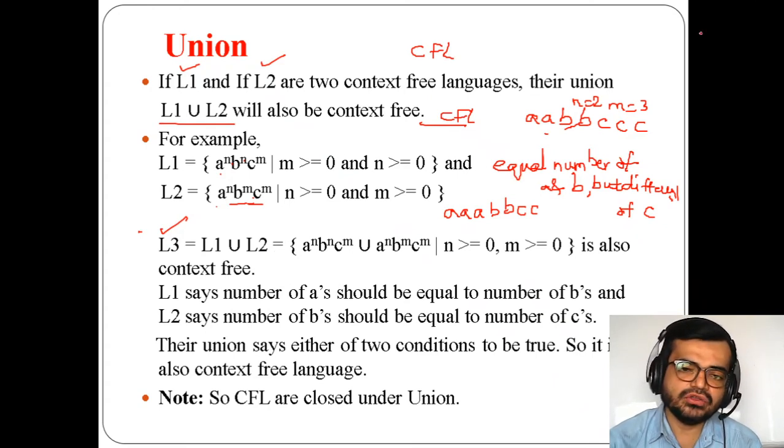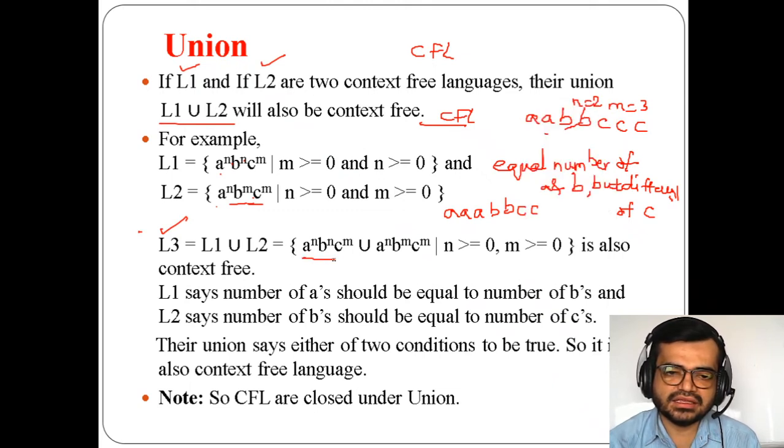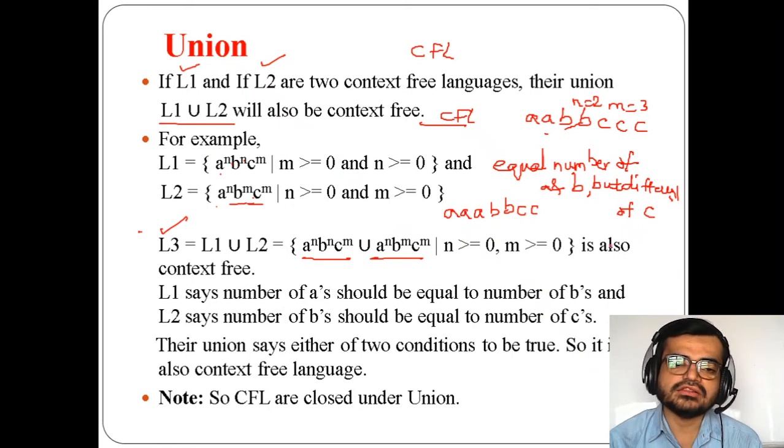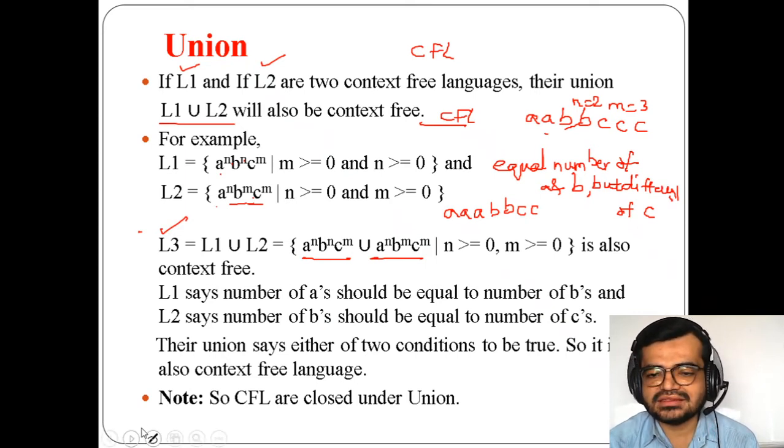Okay, so how are we doing this? Same thing we are doing here. We are taking the L1 part, this is the L2 part, and here both n and m are greater than or equal to 0, so L1 is also context free. Now how can you say that it is context free? As you know, L1 says the number of a's should equal the number of b's, and L2 says the number of b's should equal the number of c's. So the union says that either of these two conditions can be true, right?